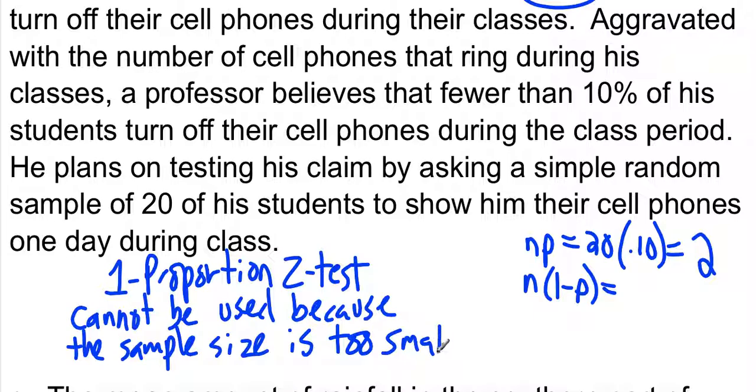Now, if the professor wants to go on and carry on the study, that would be totally fine. He just needs a bigger number here so that when he multiplies it by 0.10, he would get at least 5. So maybe he needs to bump up to 50 students rather than just 20. Okay, so what he has proposed isn't going to work, but that doesn't mean, there's the bell, that doesn't mean it won't work without some adjustments.